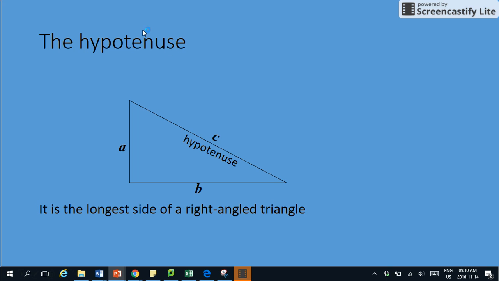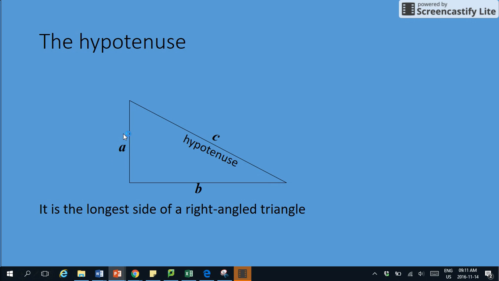Pythagoras is hypotenuse. Okay, now the hypotenuse is the long side of the triangle. So it's the longest side of a right-angled triangle. Very important. When we're doing Pythagoras, it's always a right angle, and the hypotenuse is the long side. Okay, that's important to know.